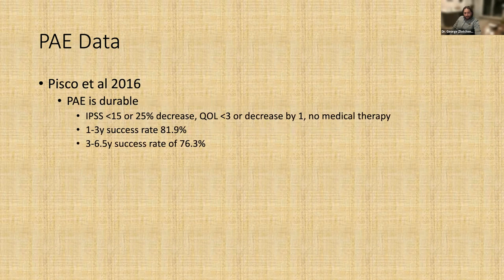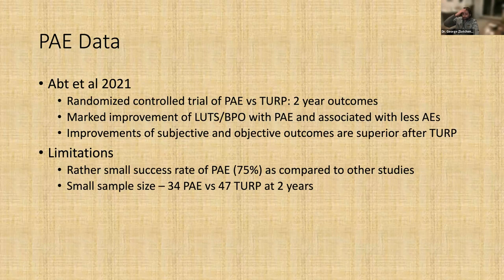Pisco et al. had another study in 2016 that showed PAE is durable. They wanted to make sure to include the patients that had an IPSS improvement of 15 points or more, and a 25% decrease in their IPSS quality of life, which is part of the IPSS questionnaire. It's also very important, sorry I forgot to mention that, that you want to see their quality of life go down to less than 3 or decrease by 1 and not needing any medical therapy. Sorry, I meant IPSS. The patients that showed a good response were the ones that had their IPSS score on follow-up less than 15. The 1 to 3 year success rate was 82% and the 3 to 6.5 year success rate was 76%. So pretty durable, especially when compared to some of the minimally invasive procedures like UroLift that the urologists do.